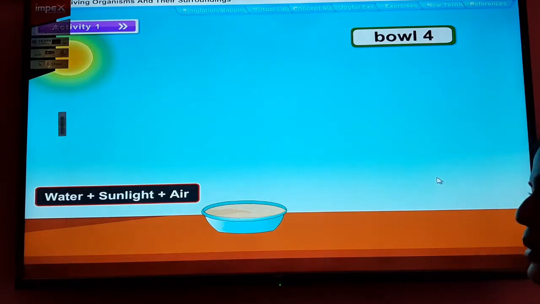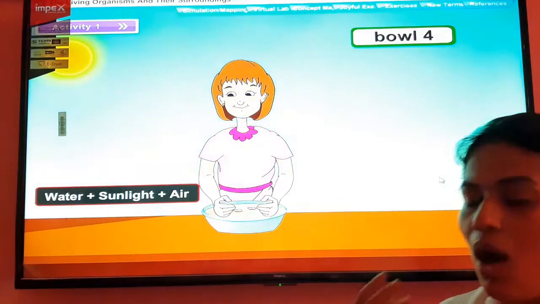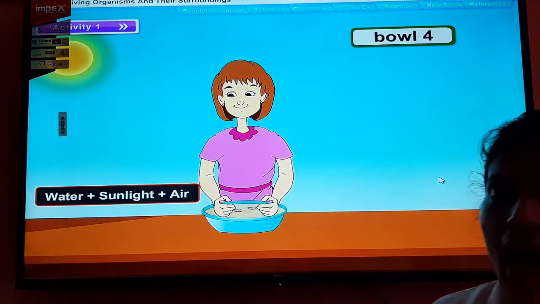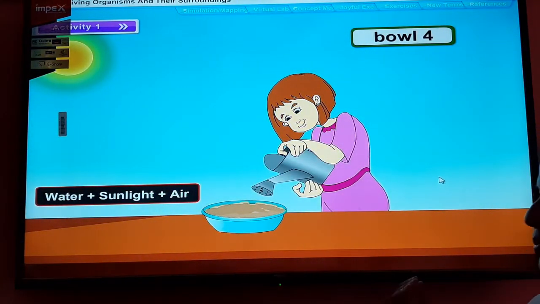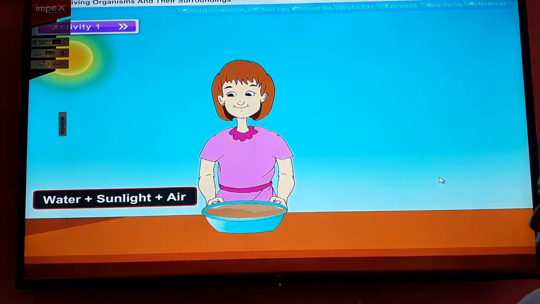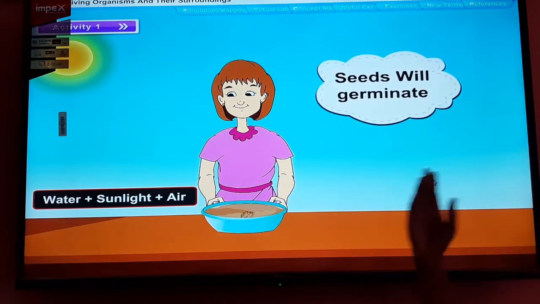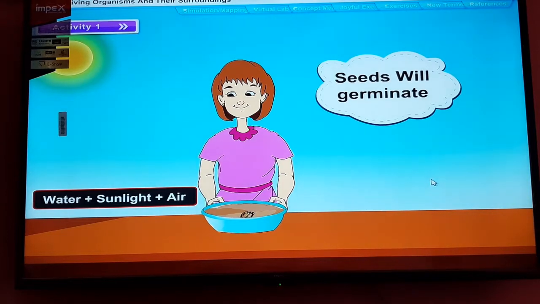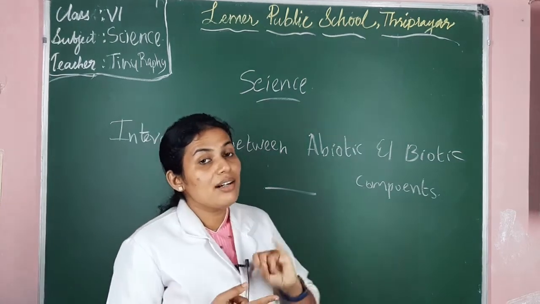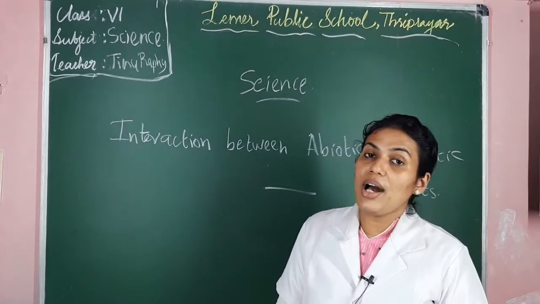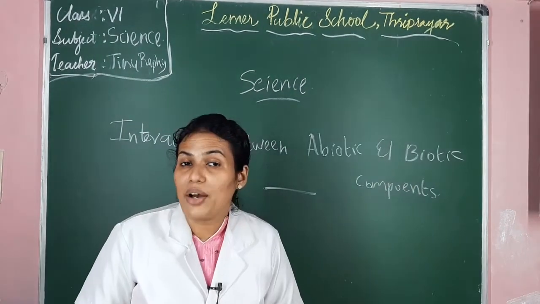Finally, we are taking a bowl of soil and we are adding some water, and we are keeping it. Then what will happen? The seeds will germinate. Yes, dear children. So by this activity we learned air, sunlight, water, etc. are needed for the germination of seeds, isn't it?